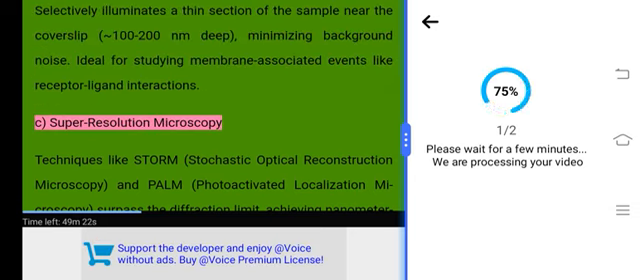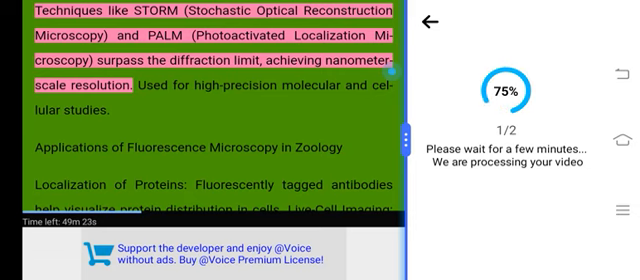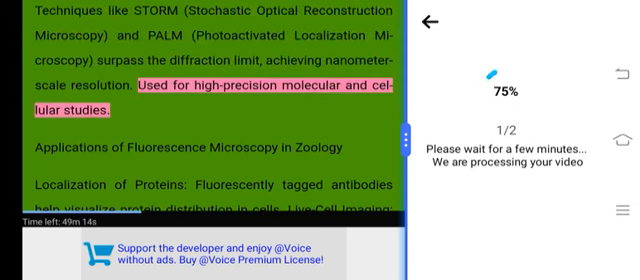C. Super resolution microscopy. STORM, stochastic optical reconstruction microscopy, and PALM, photoactivated localization microscopy, surpass the diffraction limit, achieving nanometer scale resolution. Used for high-precision molecular and cellular studies.